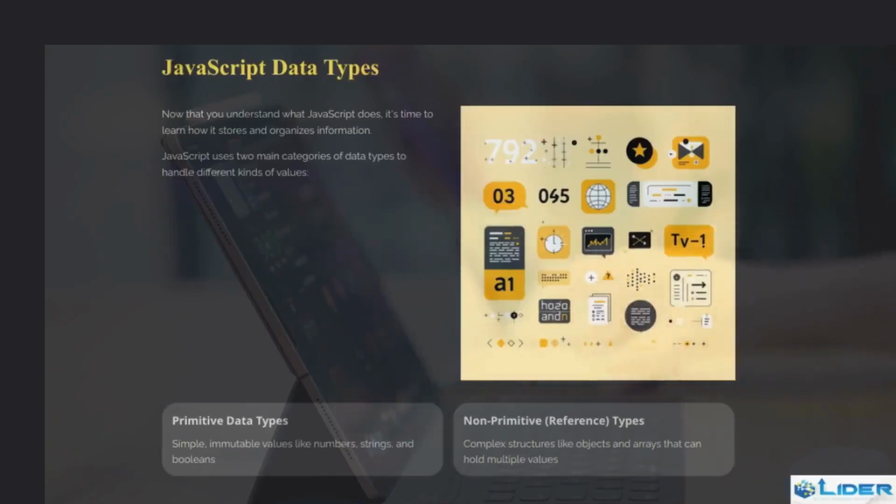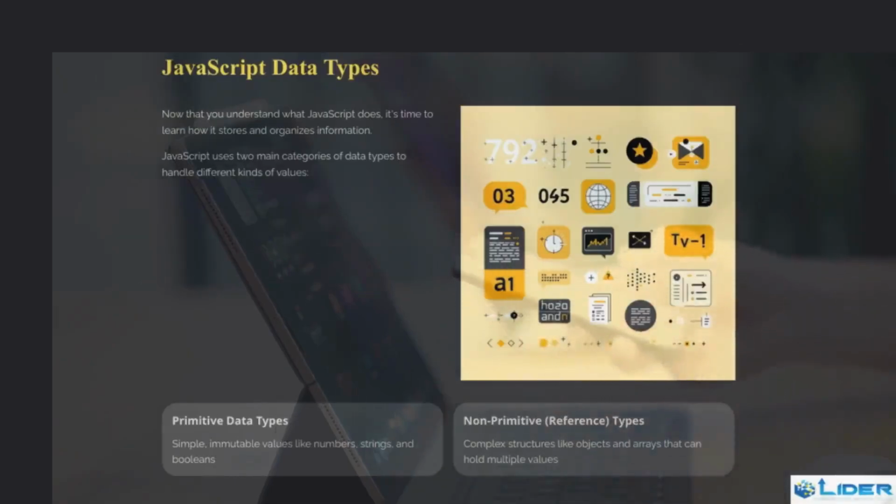JavaScript uses these two main categories, primitive data types and non-primitive or reference types, to handle all sorts of data. Understanding these differences is crucial because it affects how you store, manipulate, and pass data in your programs. Now that you understand what JavaScript does with different kinds of data, we're going to dive deeper into how it actually stores and organizes this information under the hood.